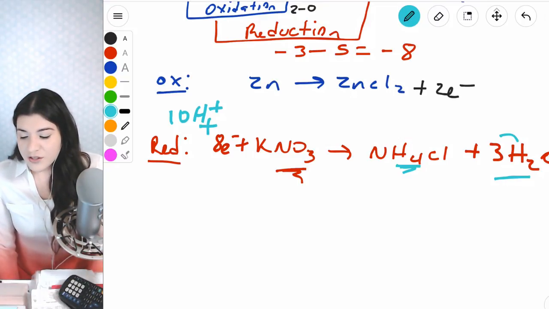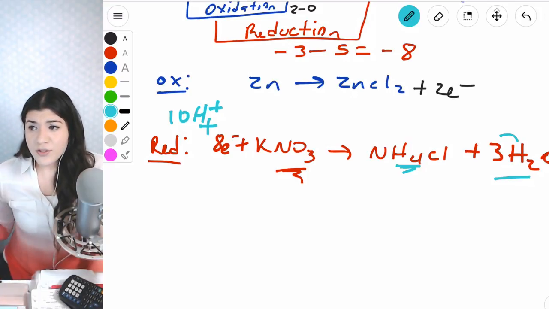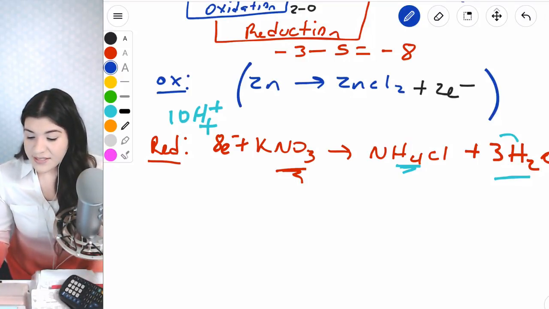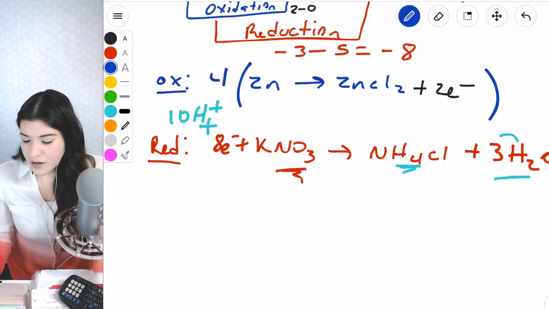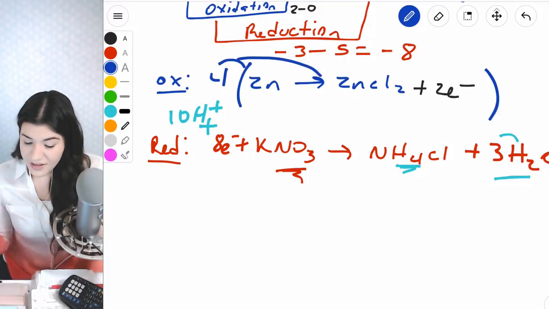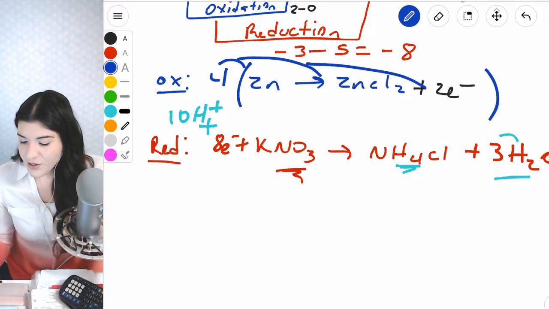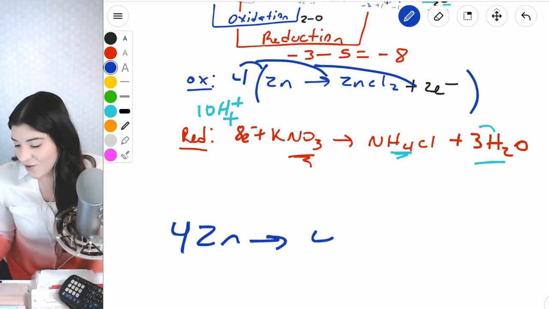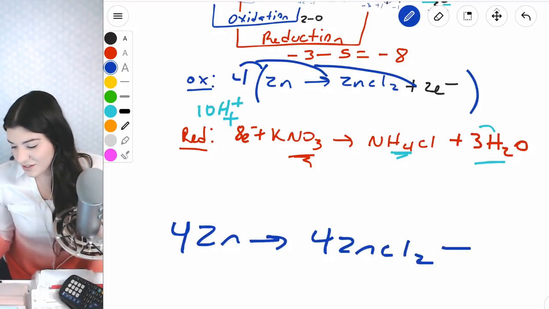So with reduction, there's 8. However, for oxidation, there's 2. So we want to make it into the same number. So we'll make this into 8. So what I'll do is I'll just multiply this entirely by 4. So I'll distribute that 4 into everything and rewrite it. So our new oxidation portion of this would have been 4 zinc, then going to 4 zinc chloride, and then finally we have 8 electrons.